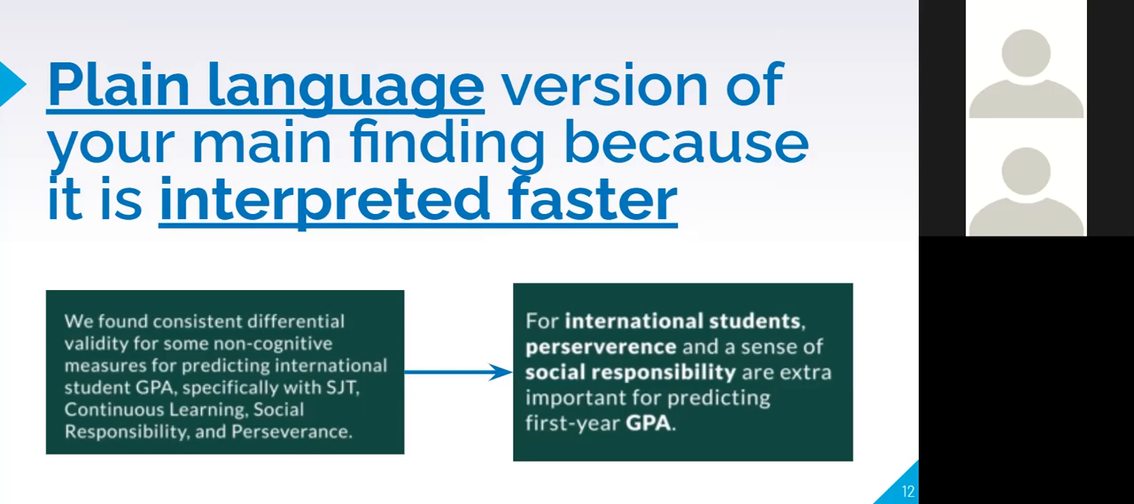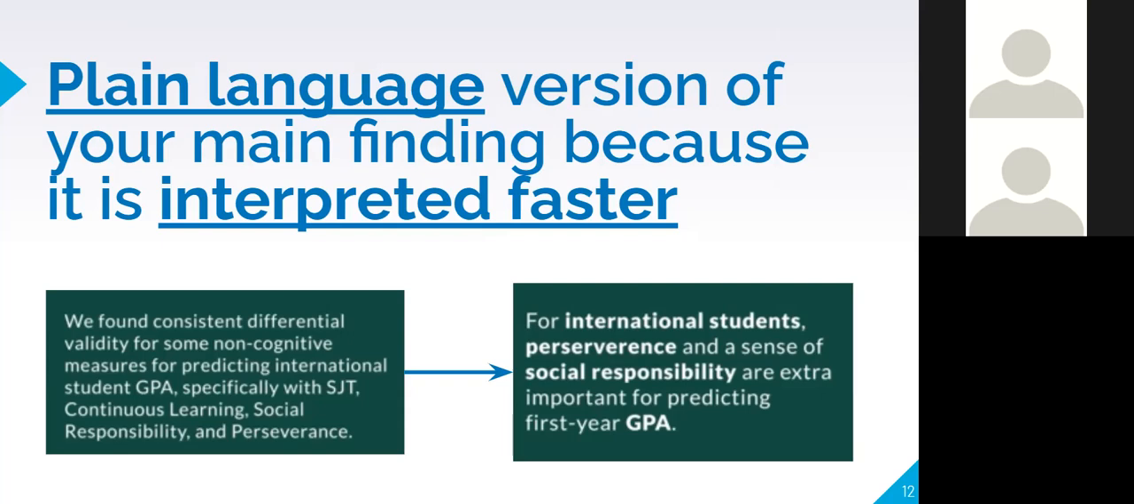So here is how to simplify your writing. Say in your results section, you wrote, we found consistent differential validity for some non-cognitive measures for predicting international student GPA, specifically with SJT, continuous learning, social responsibility, and perseverance. Now, that's a mouthful. That's going to be really hard for someone who doesn't understand what you're researching to grasp.